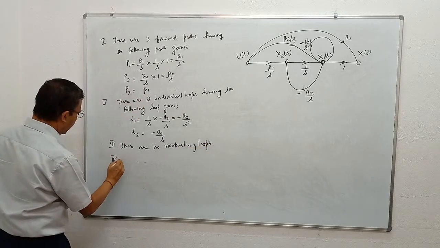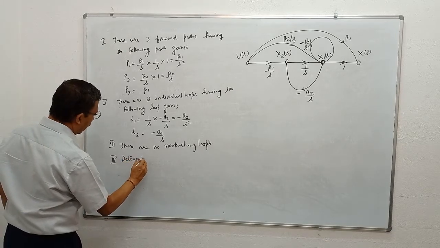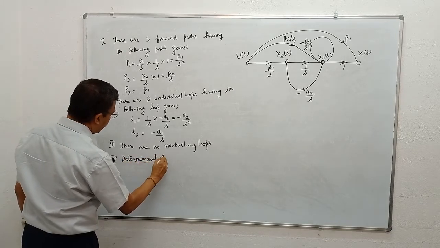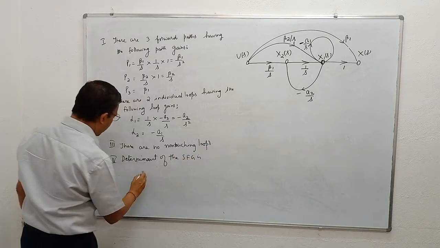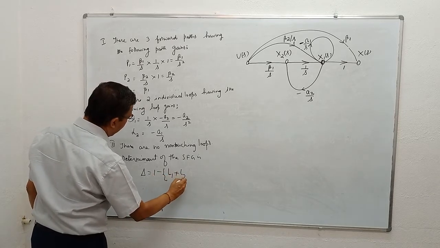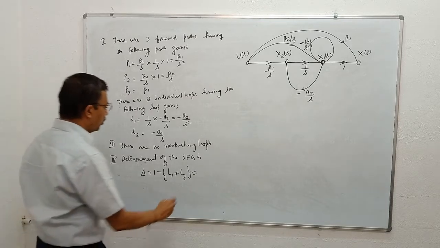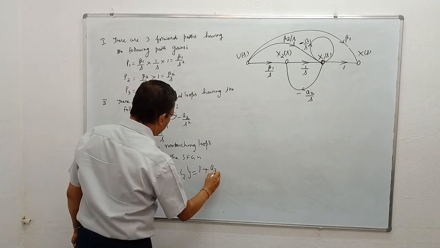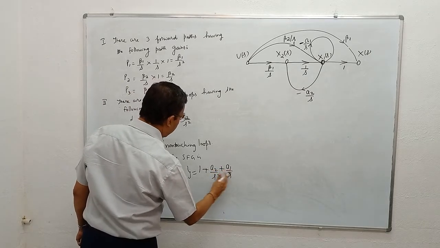Fourth step, determinant of the signal flow graph. Delta is equal to 1 minus (L1 plus L2). L1 and L2 values we shall substitute, that gives us 1 plus A2 by S square plus A1 by S.